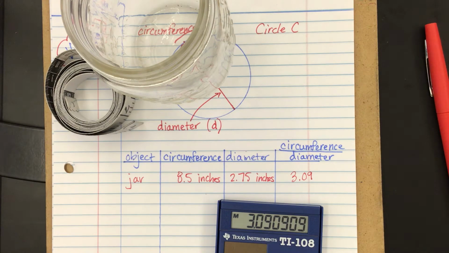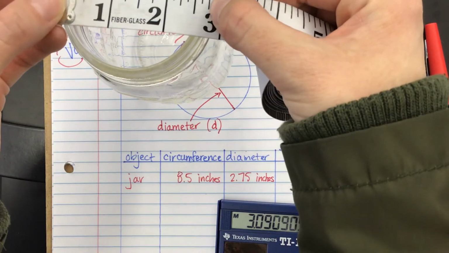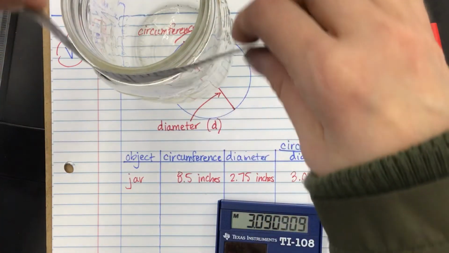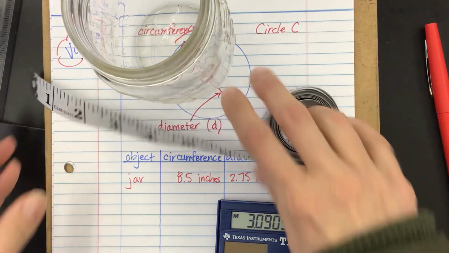The middle of the object. So like I did like this. And so the circumference is outside? Yeah, the circumference is around the edge like that. Diameter is across like that. Okay?